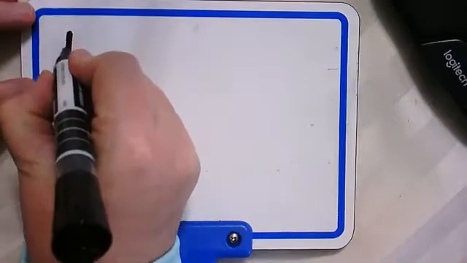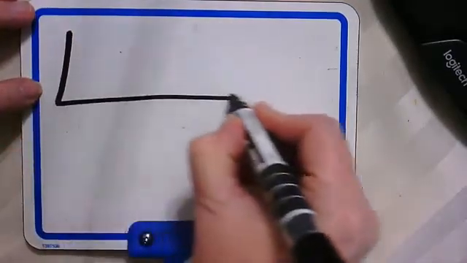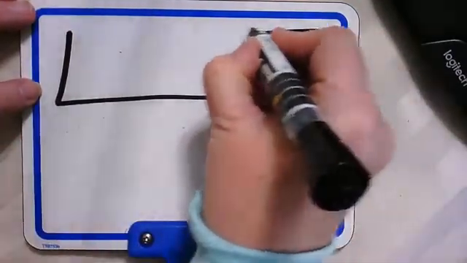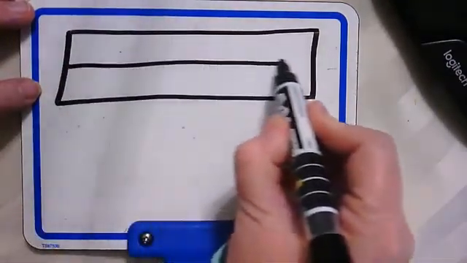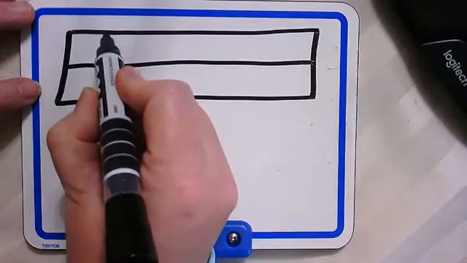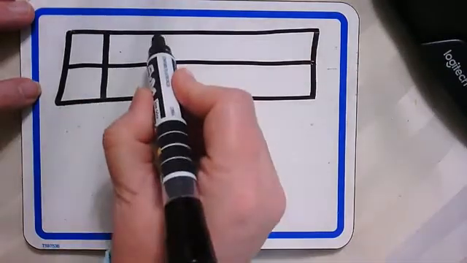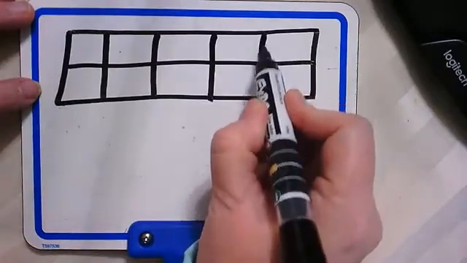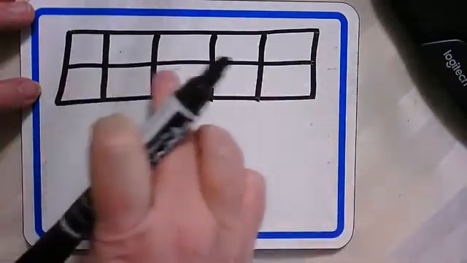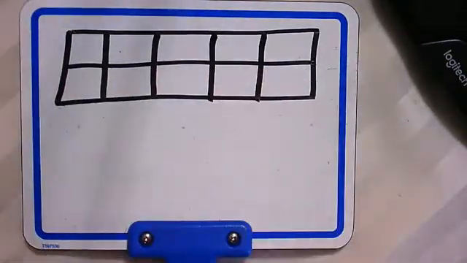You don't need to be fancy, just draw a line down and a long rectangle and up and back. Then you want to draw a line across the middle of your rectangle. You're going to go down 1, 2, 3, 4 lines, which gives you 1, 2, 3, 4, 5 squares.